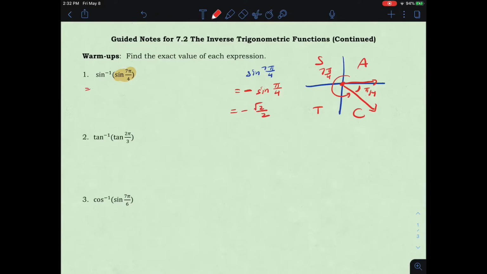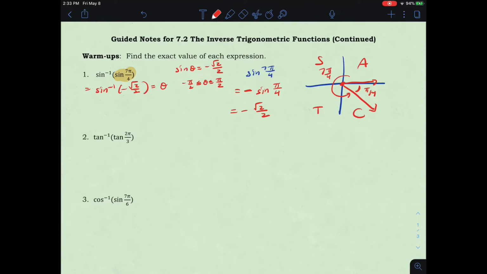And so from here, going back to the original problem, I can rewrite the question as inverse sine of negative root 2 over 2. Now, if you remember our discussion in the last lesson, I know that the inverse sine of this number is an angle. There's a couple of things I know about this angle, theta. I know that sine of theta is equal to negative root 2 over 2. And I know that theta lies in the interval between negative pi over 2 and pi over 2.